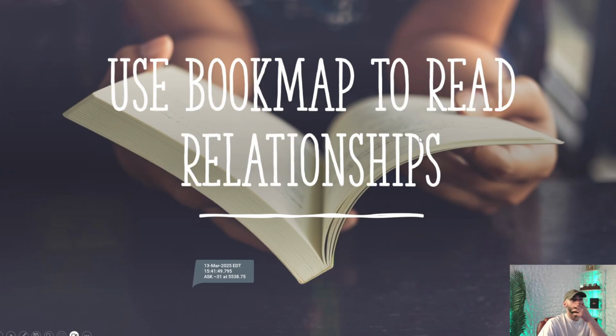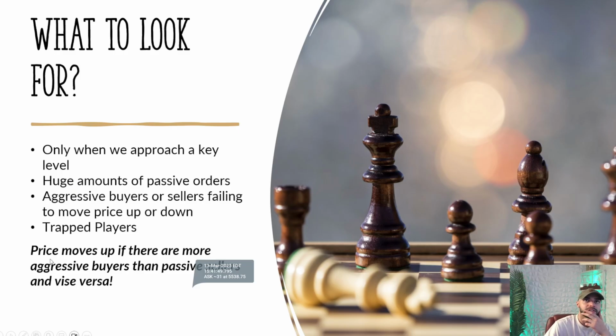So use Bookmap to read the relationship between aggressive buyers and sellers. What you're going to use Bookmap for is only when we're approaching a key level, right? We want to look for huge amounts of passive orders. You want to look for aggressive buyers failing, or sellers failing, to move price up or down. Trapped players: if price moves up and there are more aggressive buyers and passive sellers, and vice versa. That's what we're looking for. I'm going to show you exactly what I mean here.